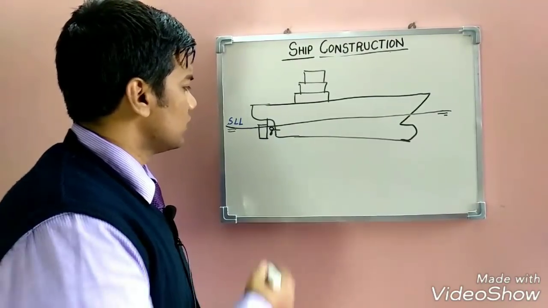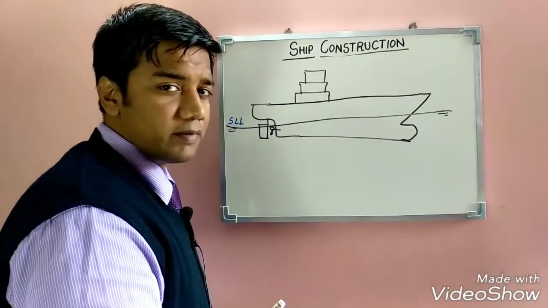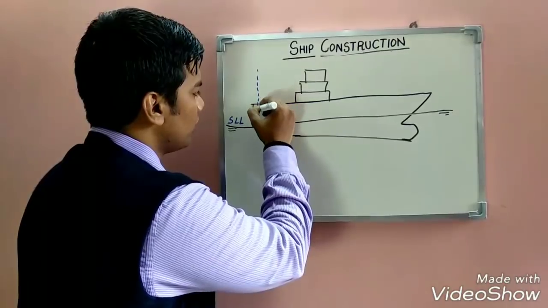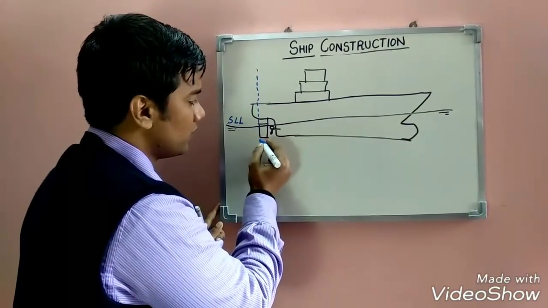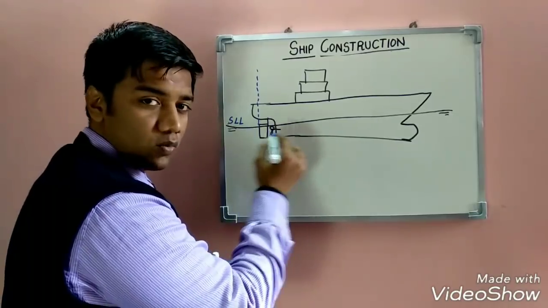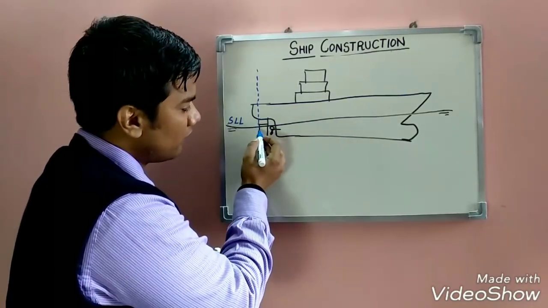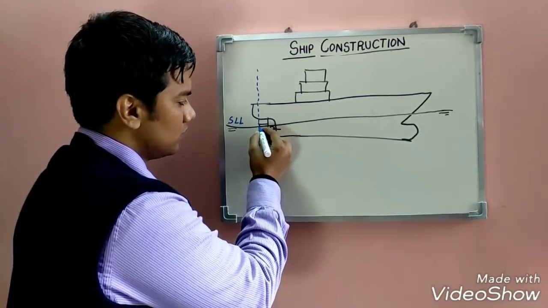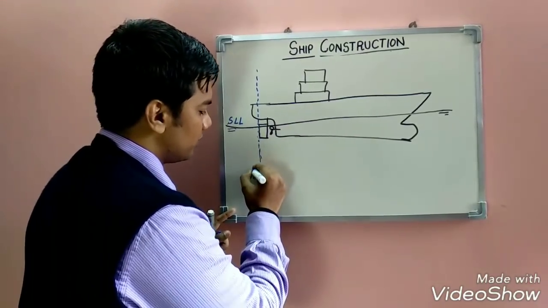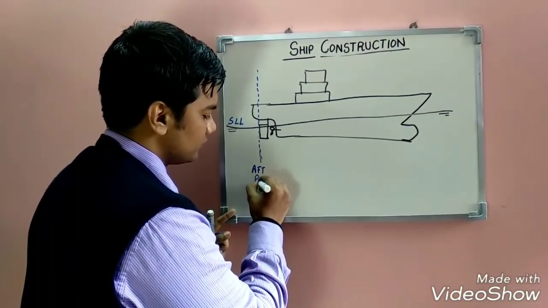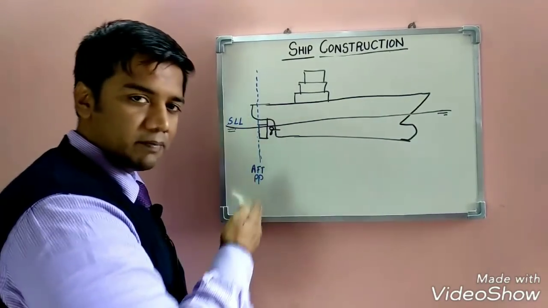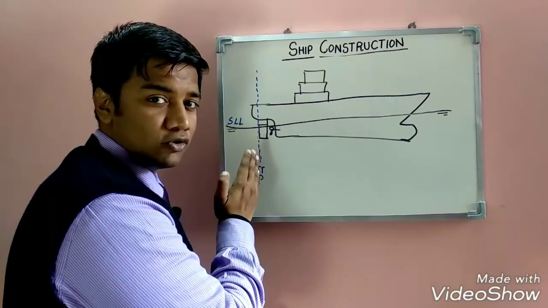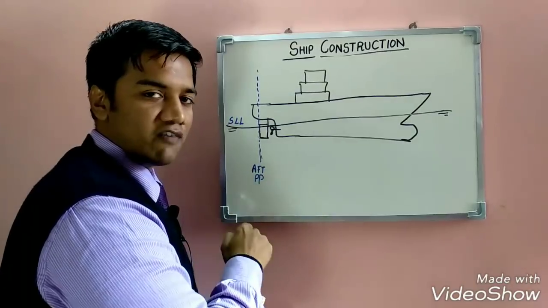Then, coming to aft perpendicular and forward perpendicular, the definition is as follows. The perpendicular drawn to the water line at the point where the aft of the rudder post meets the summer load line is called your aft perpendicular.